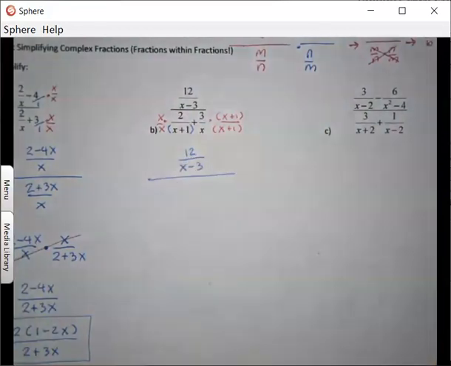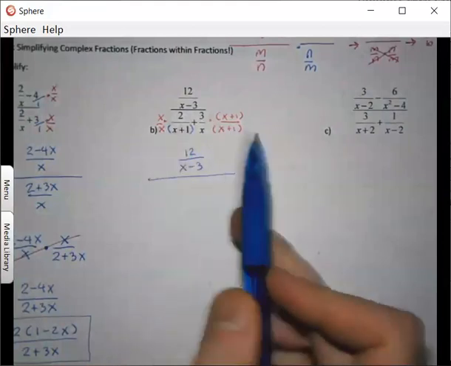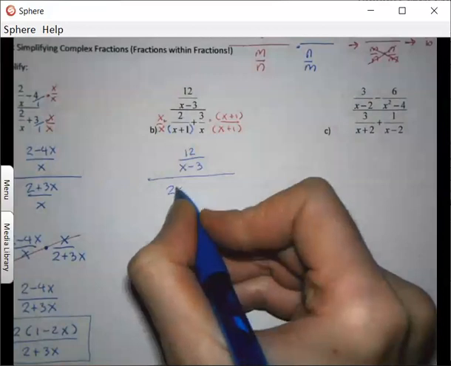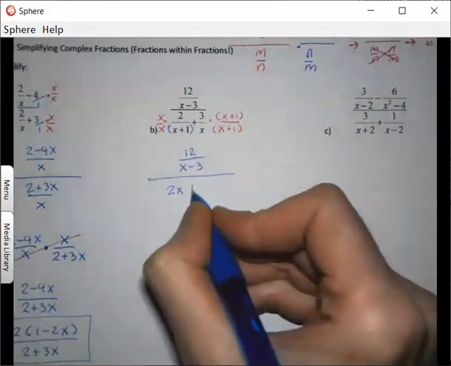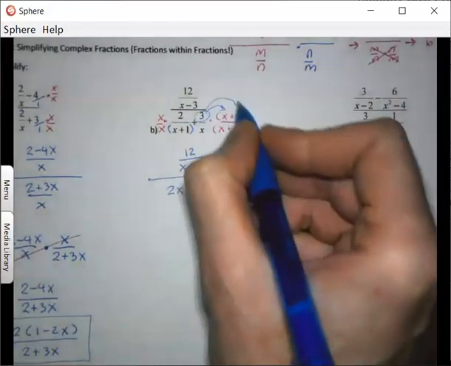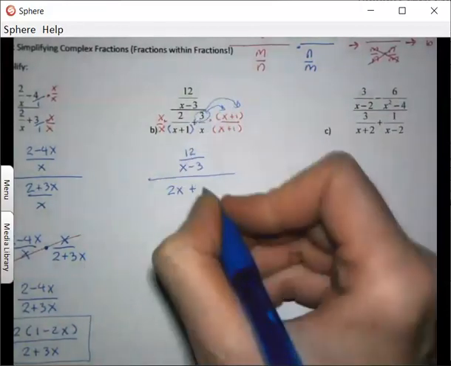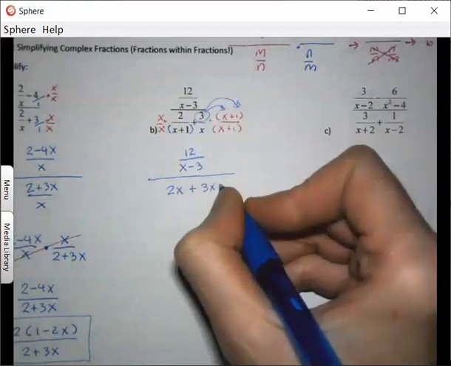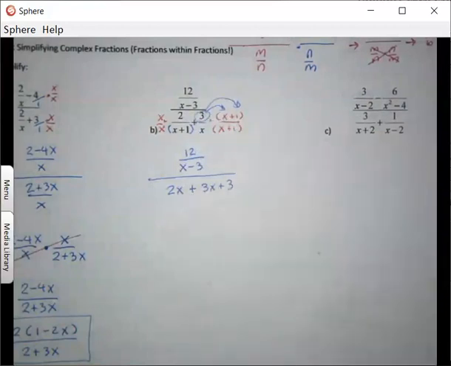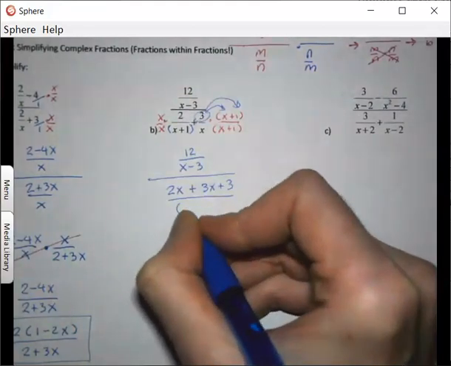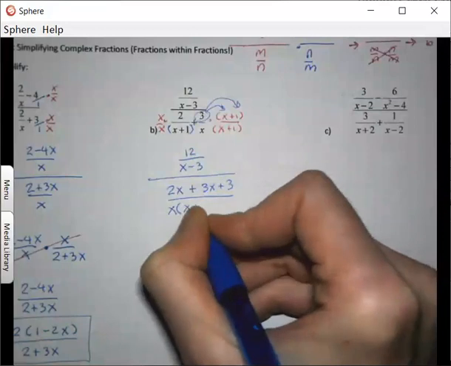So now I have a common denominator. Can add across the top. So 2x plus, and then I'll distribute, plus 3x, and then 3 times 1 is 3. Over my common denominator, x times x plus 1.